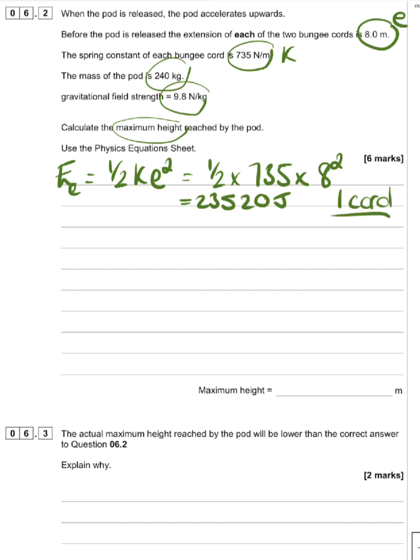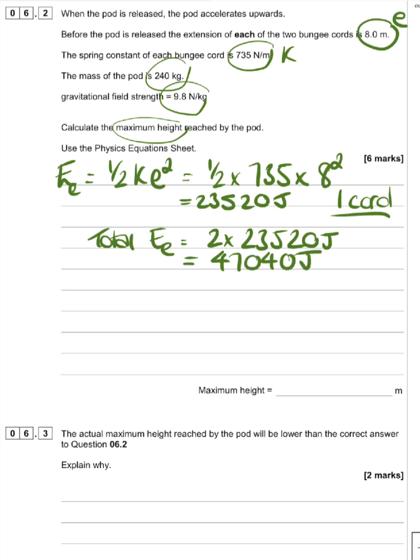So we are told in the question that each of the two bungee cords extends by 8 meters, and therefore the total elastic energy that we've got is actually 2 times that. So 2 lots of 23,520 joules, and that has a value of 47,040 joules. So that is the elastic energy that we have in the bungee cords. So now we're going to assume that all of that elastic energy gets converted into gravitational potential energy. Okay, and we know from our formula sheet that gravitational potential energy is mgh.